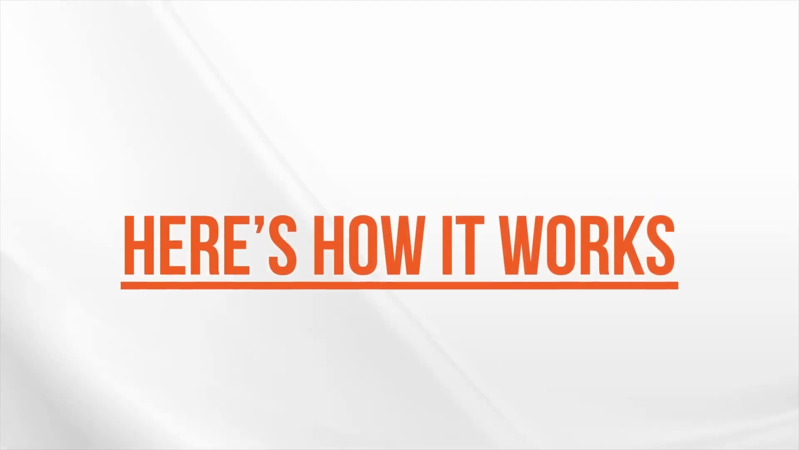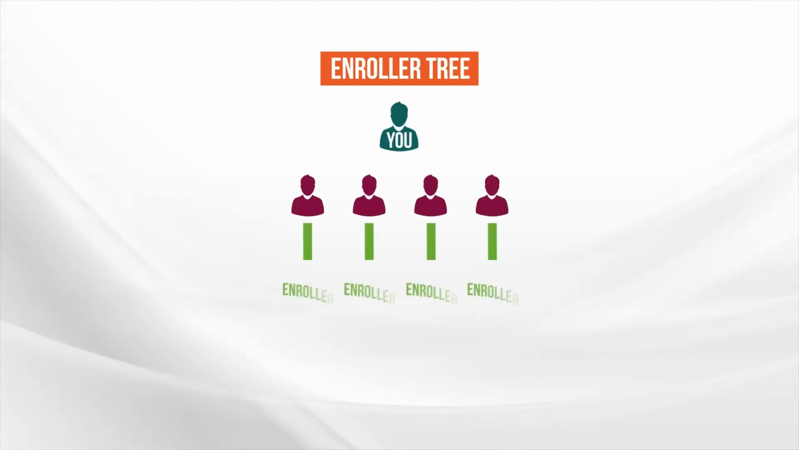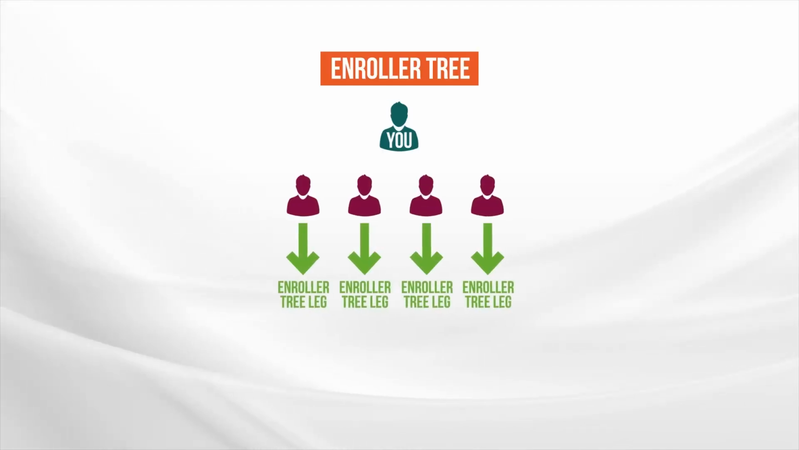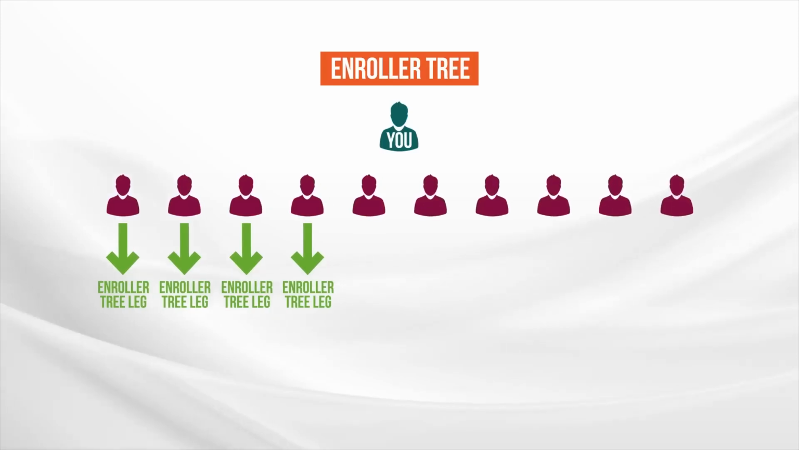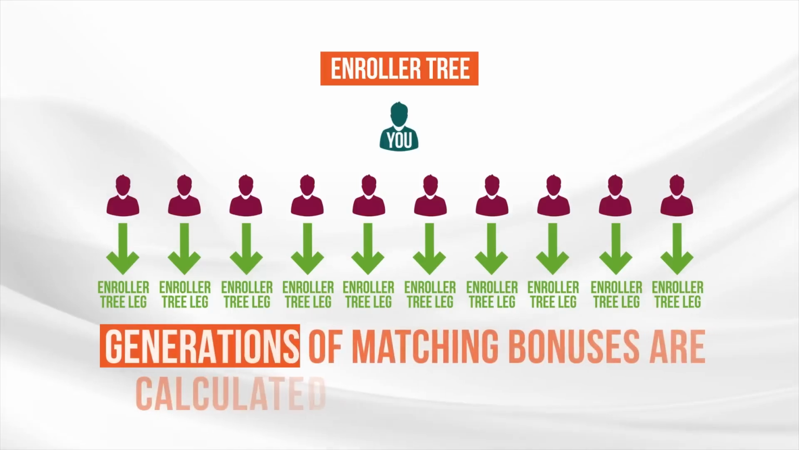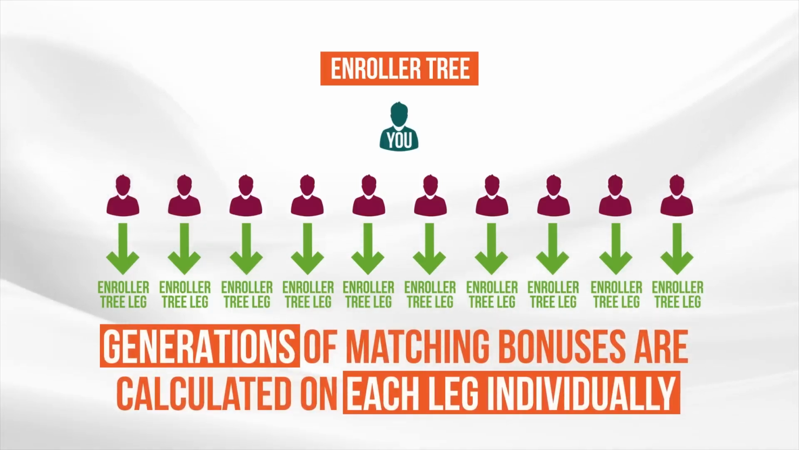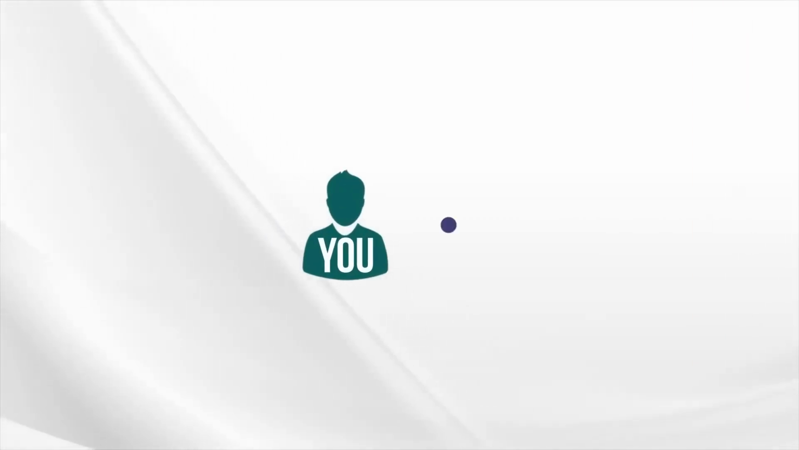Here's how it works. In your enroller tree, everyone you personally enroll starts a new enroller tree leg. So if you enroll 10 people, for example, you'd have 10 enroller tree legs. Generations of matching bonuses are calculated on each leg individually. Here's how that works. So let's say you achieve the rank of platinum.